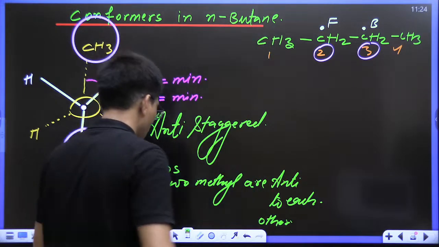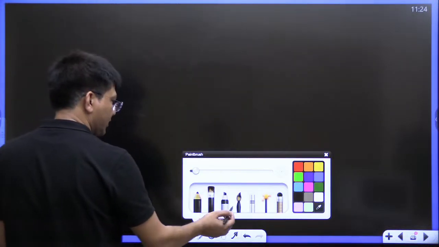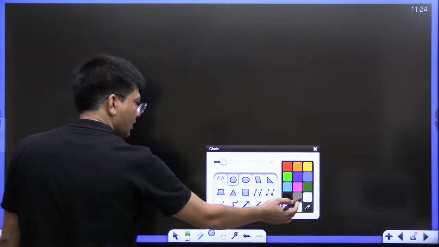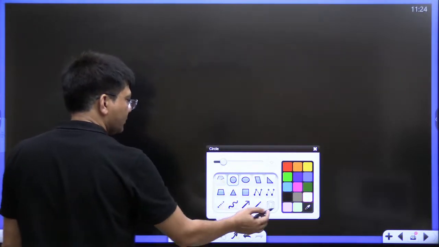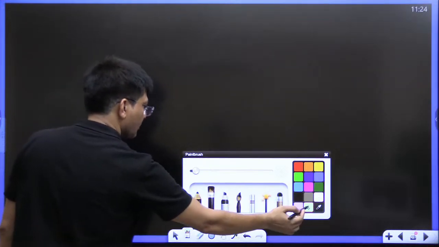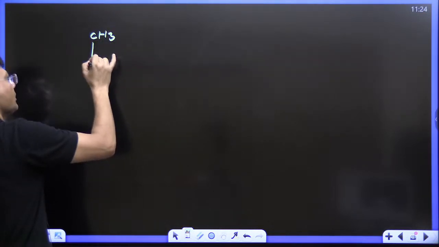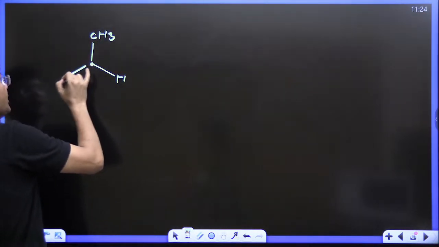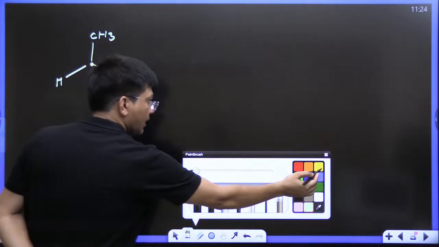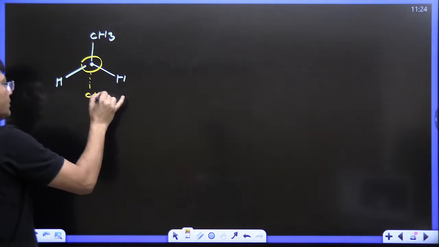Now, see, I'm going to draw these structures. Kids, n-Butane. Just try to understand the n-Butane structure. This time I'm going to use a single pen, single color, because the examiner will use a single color. So this is methyl, this is hydrogen. This is the front carbon, and this is the back carbon. Methyl, hydrogen.